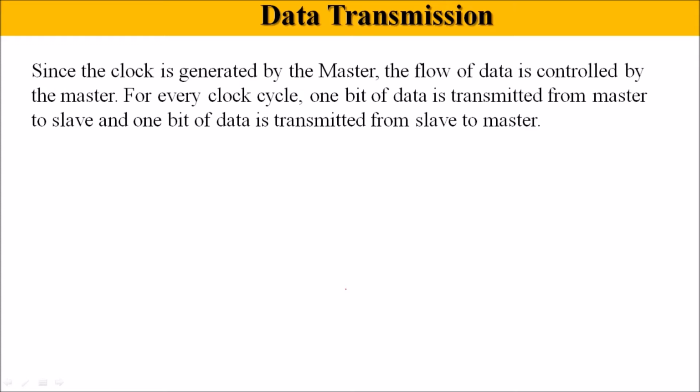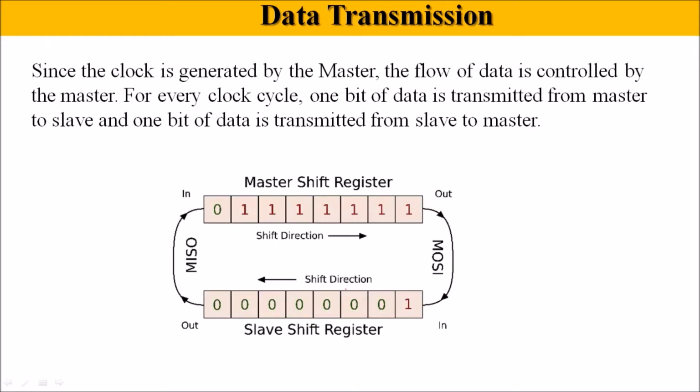There are shift registers in both master and slave. As shown in the diagram, this is, suppose, the shift register of the master and this is the shift register of the slave. So at each clock cycle, this bit of the master is transmitted to the slave and it is stored in this bit.